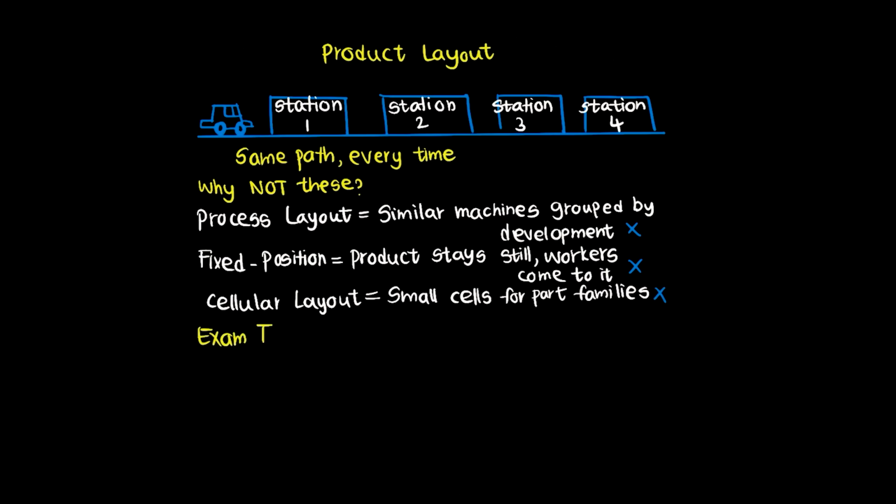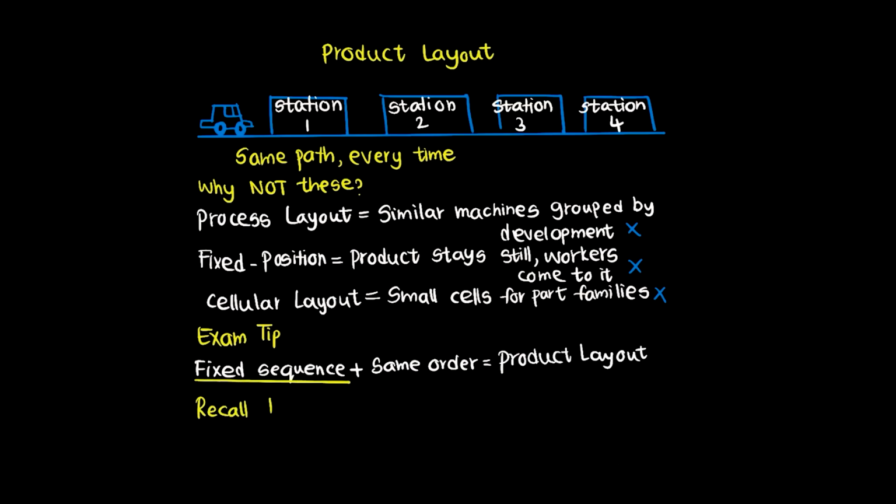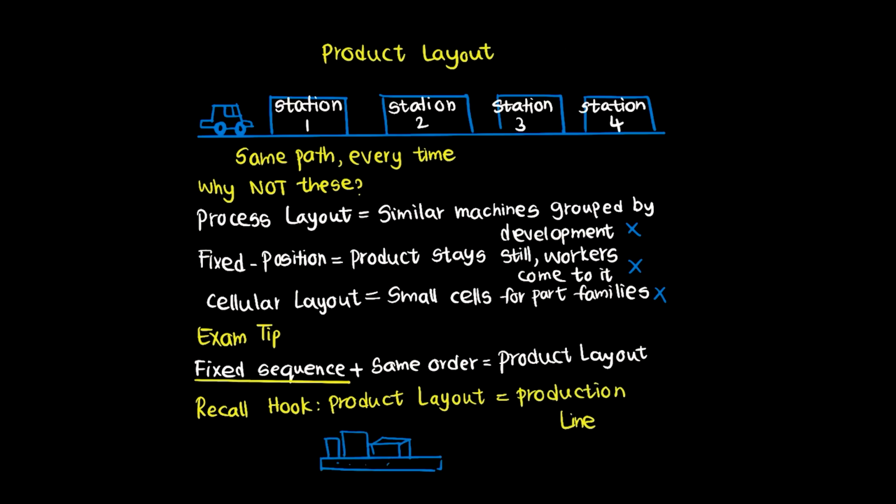Here's a WGU C215 OA exam tip for you. When the question says fixed sequence, same order every time, or workstations along a line, that is product layout. Quick recall hook: product layout equals production line.